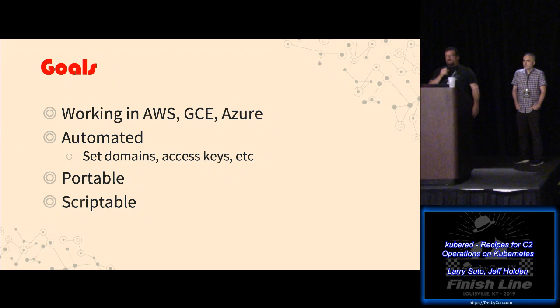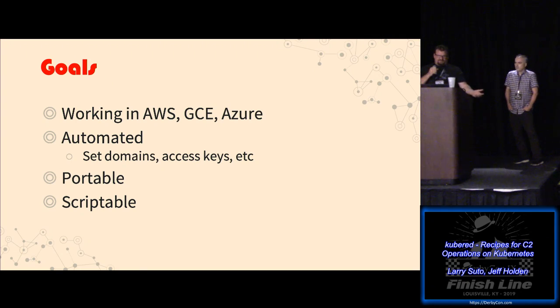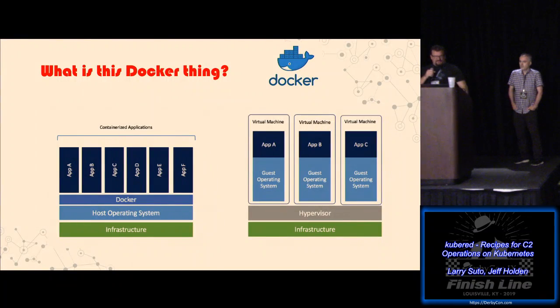Want it to be automated. You basically put all your configs into one config file, run a script, push it out, and you'll have your C2 infrastructure up and running within about 20 minutes. Portable, inscriptable, so you can make any changes you want to and do it the same each time on even different cloud providers.